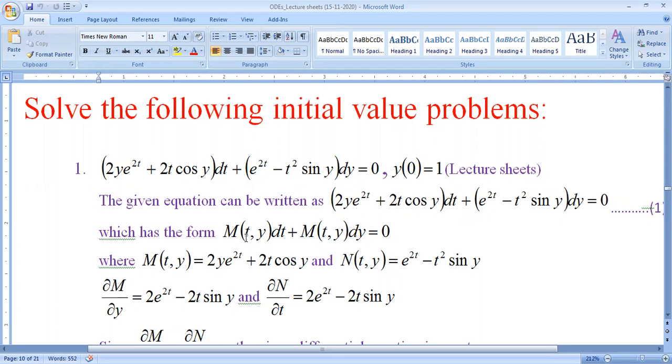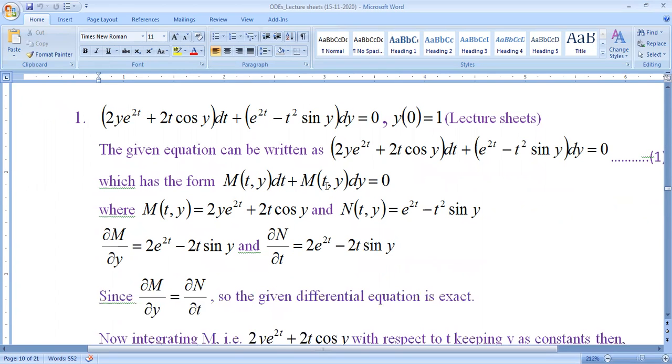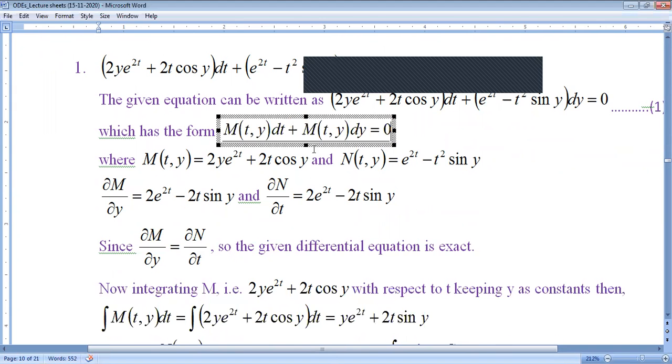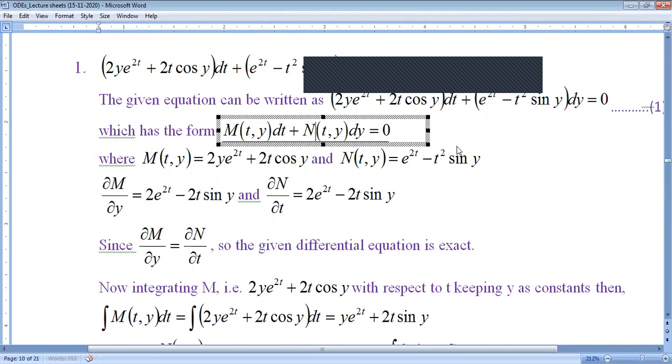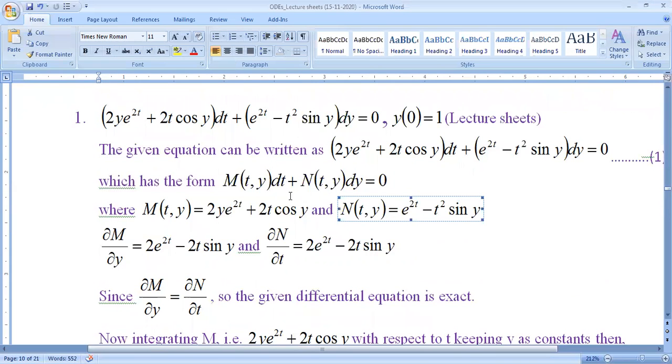Now this has the form M(t,y). M is not a function of x, y; it will be a function of t and y, because the independent variable here is t. So M dt, and this will be N. That means M dt plus N dy equals 0, like M dx plus N dy equals 0. We have arranged the given differential equation, and here M is just the coefficient of dt, and N is the coefficient of dy.